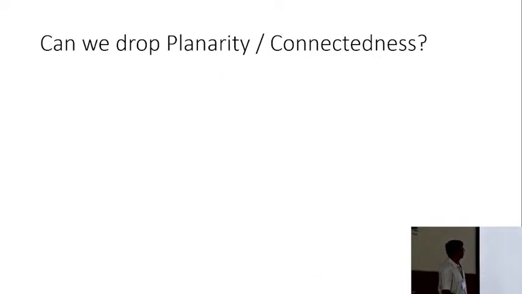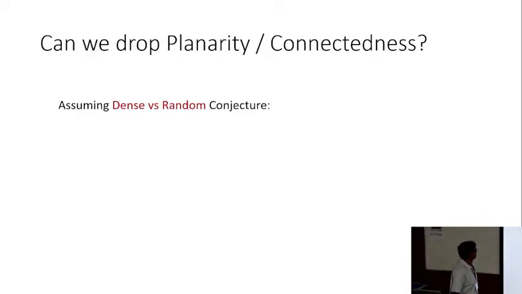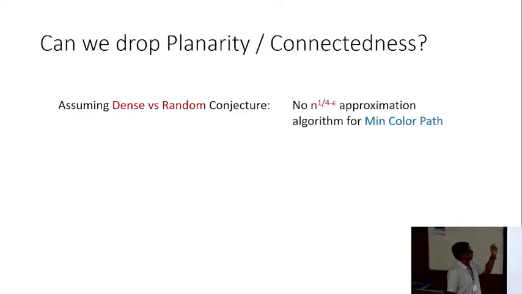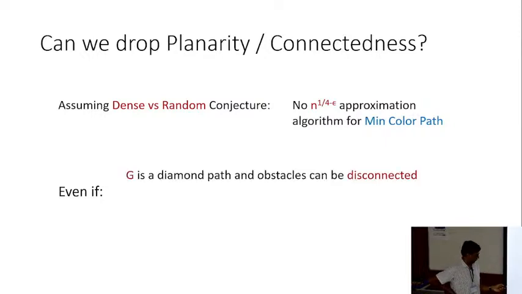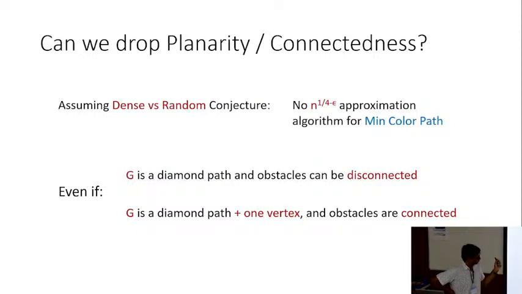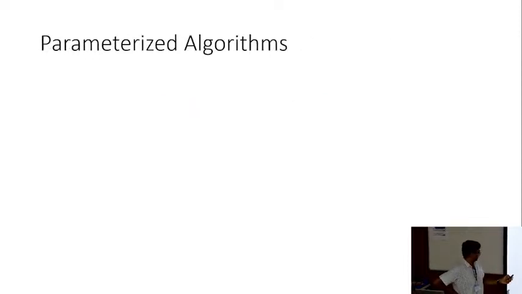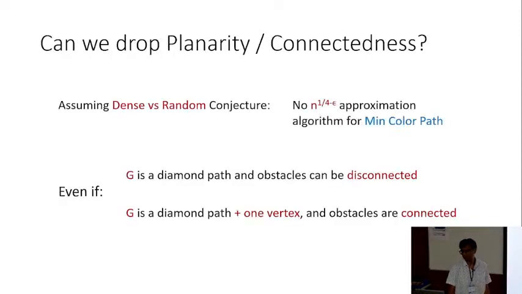And so if you drop planarity, immediately you get that this is a very hard problem, too hard to approximate. So assuming the dense versus random conjecture, there is no n to the power 1/4 minus epsilon approximation algorithm for min color path. The reduction which I just now showed you is the best known hardness of approximation for this problem, just this simple thing from this union problem. So even if G is a diamond path and obstacles can be disconnected, or G is a diamond path plus one vertex and obstacles are connected, we had this result. Okay, so this is the first result that I wanted.